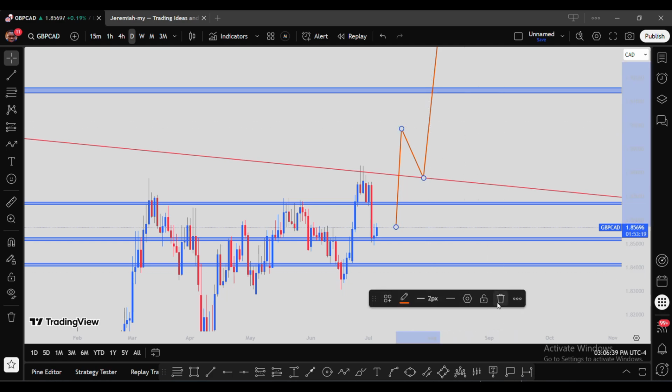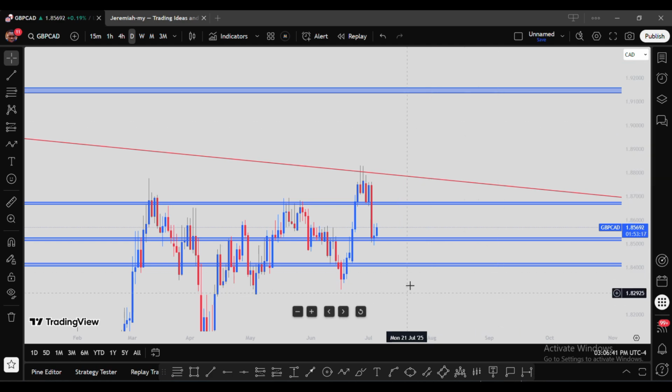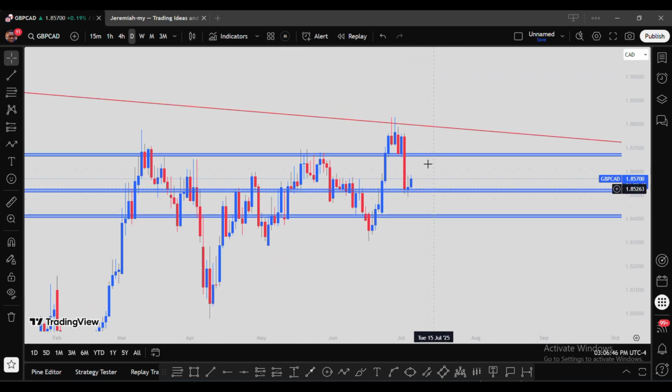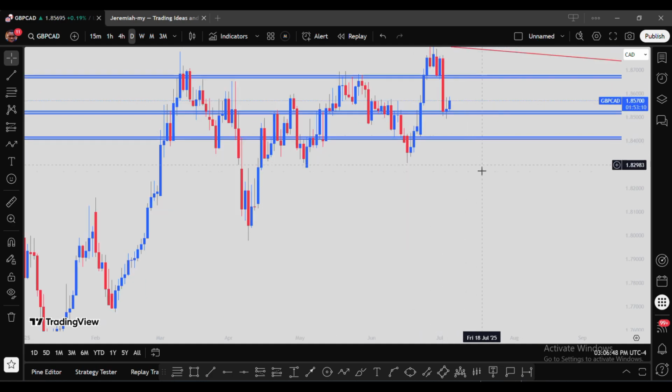So for now I'm not going to be doing anything with GBPCAD. I'll just be watching and see how price reacts, how price moves. Either price breaks this trend line or price continues back to the downside.